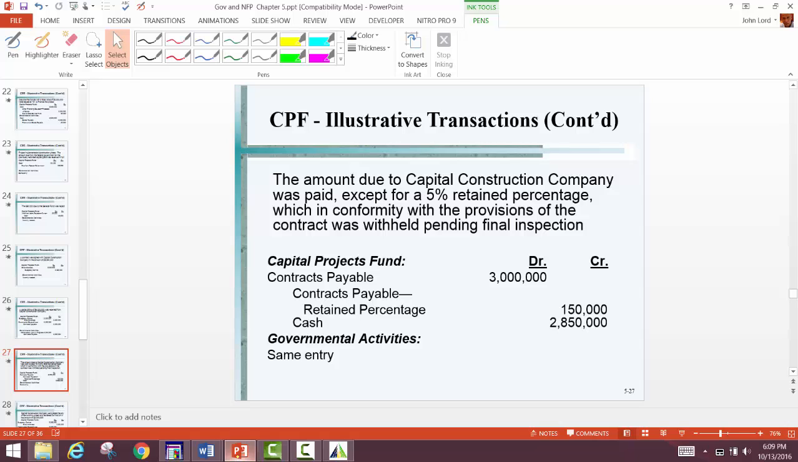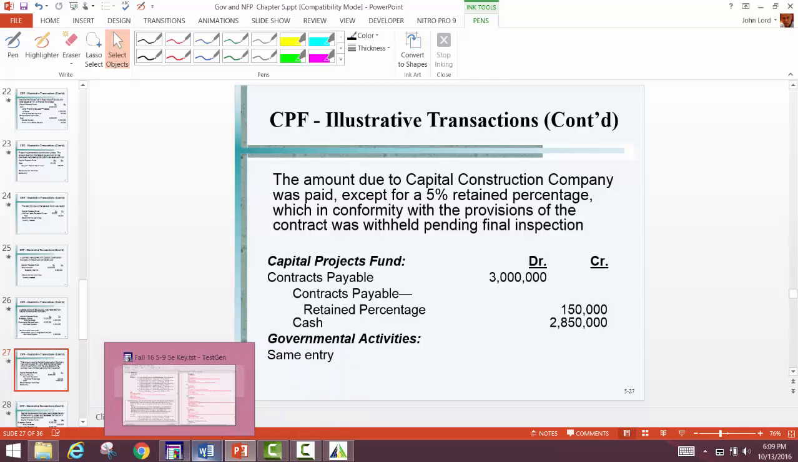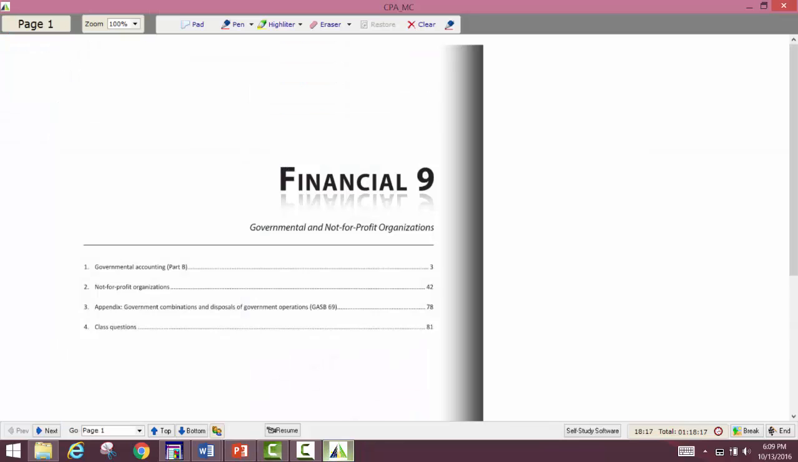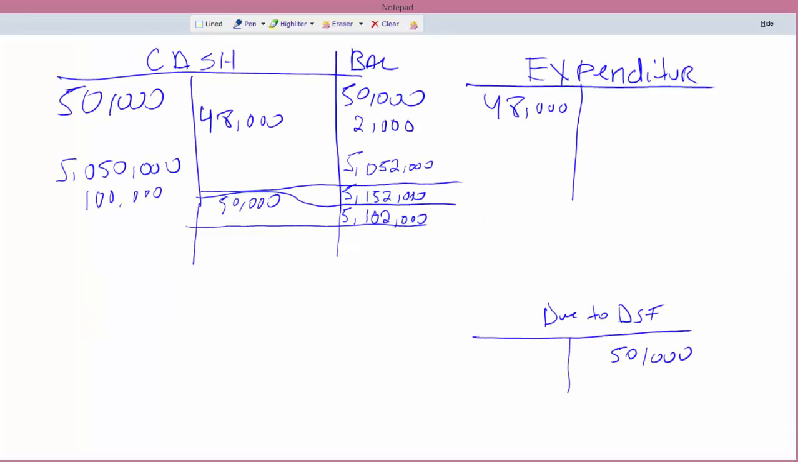So anyway, what's happening? You don't pay the full amount, right? They're not going to pay all of that up front. They may pay the rest later, but right now, until they're sure they got all the work done, they're not going to pay it. So we credit the cash, what, $2 million.